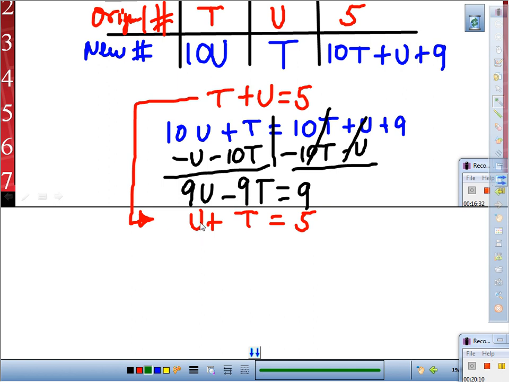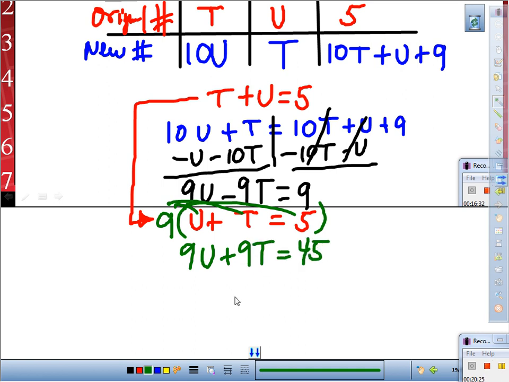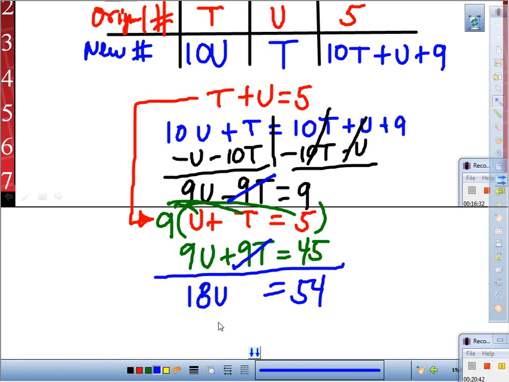At that point, what do I do to the second equation? Multiply times 9. So we get 9U plus 9T equals 45. All right. What cancels? The 9T. So what is 9U plus 9U? 18U equals 9 plus 45, that's 54. Divide by 18, divide by 18. U equals 3.